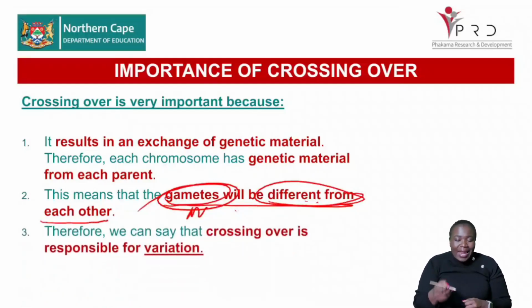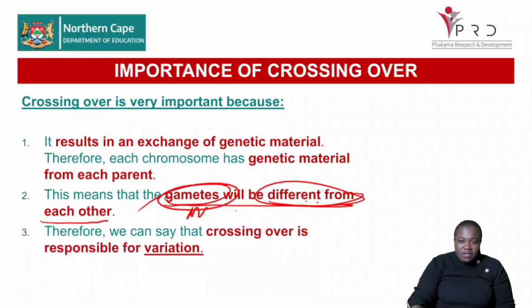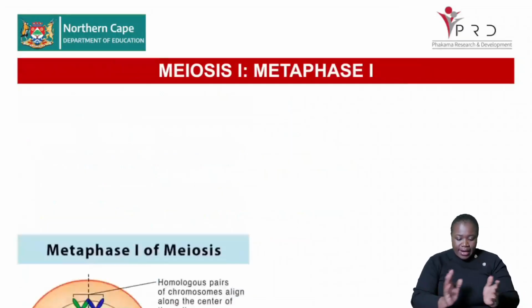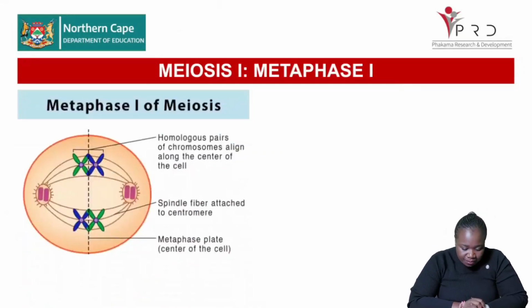So that allows us to produce offspring that are genetically different from each other, which at the end of the day increases genetic variation, which is one concept that is very important. It is important for us to have organisms that are genetically different from each other. However, we will focus on that a bit more later. All right, now let's move on to metaphase.